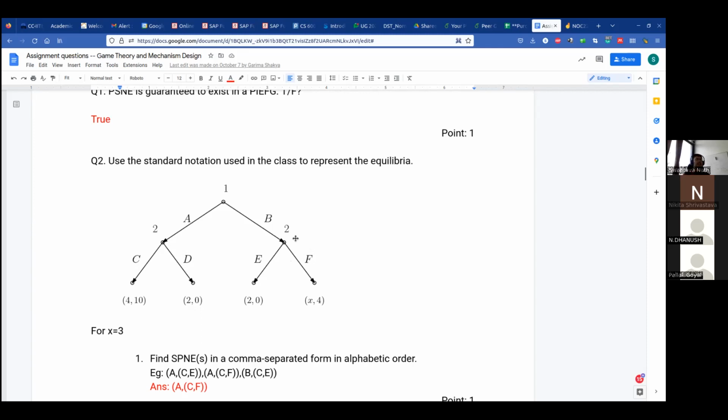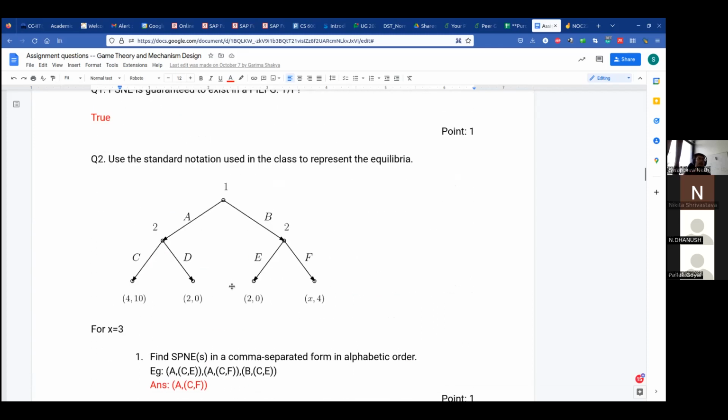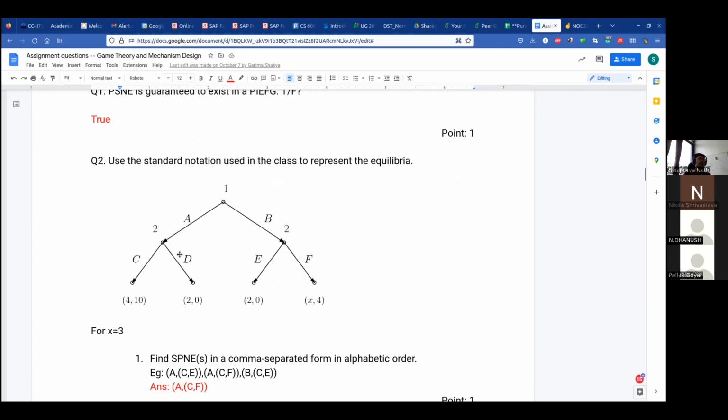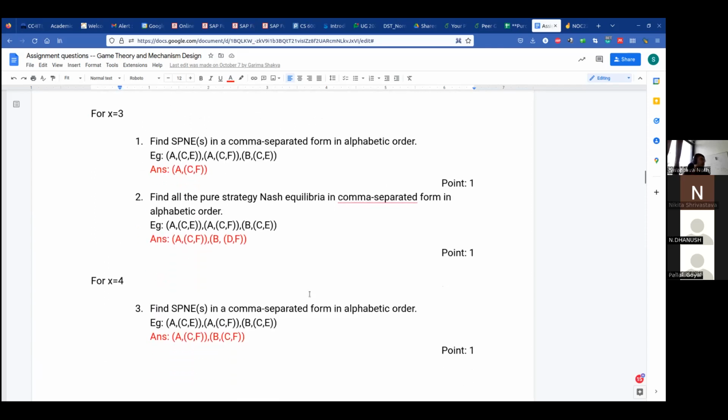Now, given that player 2 will be playing C and F, what should player 1 do? If it plays A, then it takes this path and gets 4. If it plays B, then it takes this path and gets 4. So there is a tie, and both of these are part of the subgame perfect Nash equilibrium. You can pick ACF or BCF, both are subgame perfect Nash equilibria. For x equal to 3, there is a clear direction of going in that path, because this will give 4, while the other will give 3. Is that clear now? Backward induction is super simple, so there should not be any confusion.